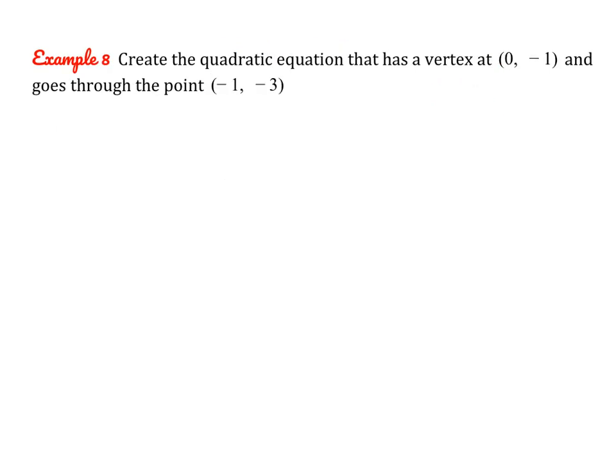All right, let's try another one together. So this time we are told that we have a vertex at (0, -1). So again, that tells us h is 0, and k is -1. And we're also told that this graph goes through the point (-1, -3). So we know that when x is -1, y is -3. So we'll start with our vertex form.